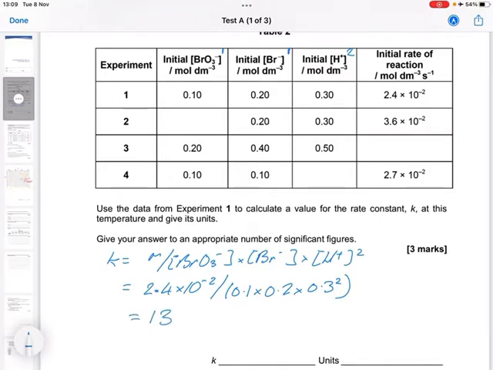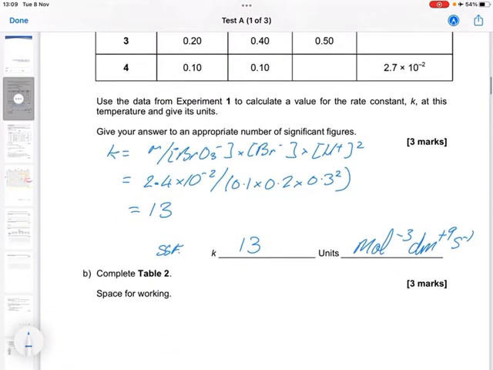So, appropriate number of significant figures. These are all written to 2 significant figures. I should have written that down here. So 13, and the units for this, if we cancel all of these out, gives us mol minus 3 dm to the 9, seconds minus 1.